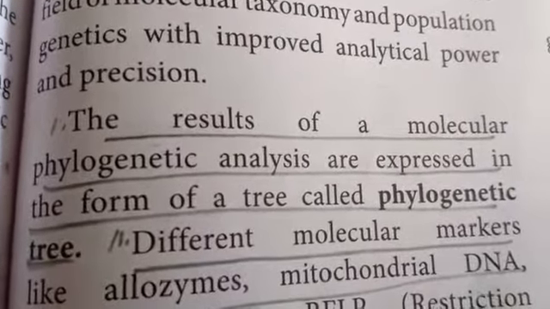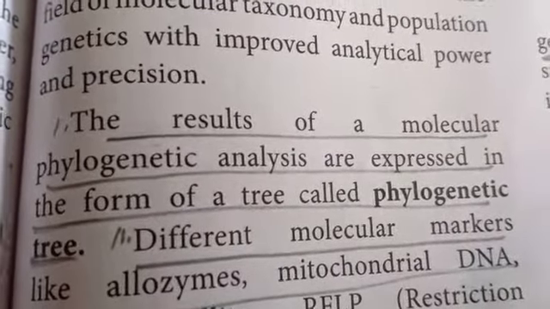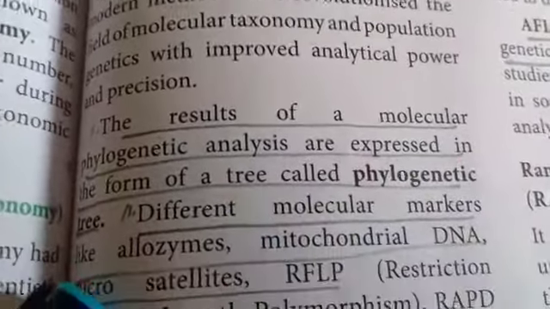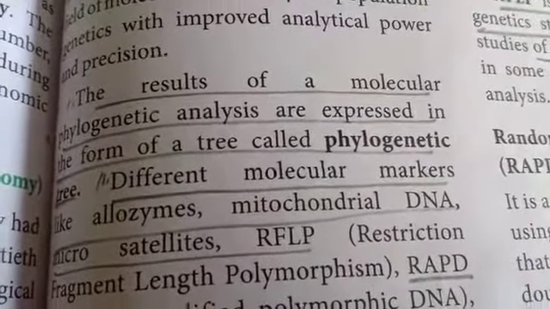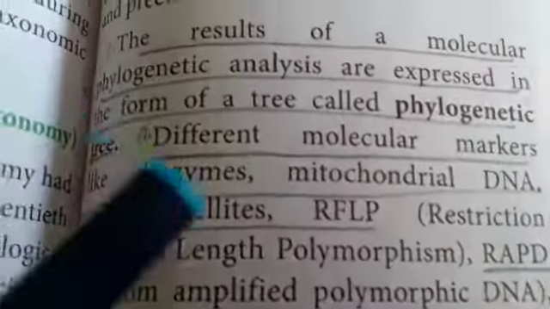So how are they used? How are they helpful in finding the evolution? The very first answer is by the phylogenetic tree. Is that clear? So that would be our first point. Second point, the various markers.